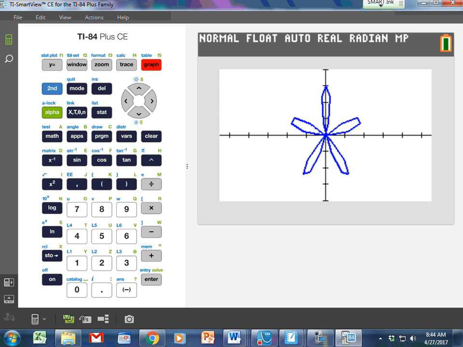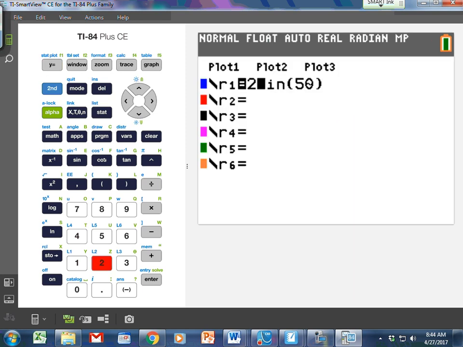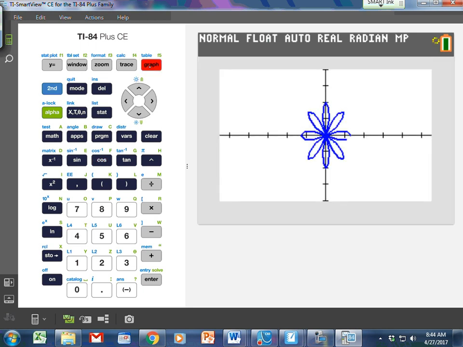Okay. And then what if we have r equals 2 cosine of 4 theta? We should be 2 rings out when we draw it, and we should have a total of 8 petals. And what kind of symmetry do we have for this one? All of the symmetry, right? Meaning x-axis, y-axis, and origin.